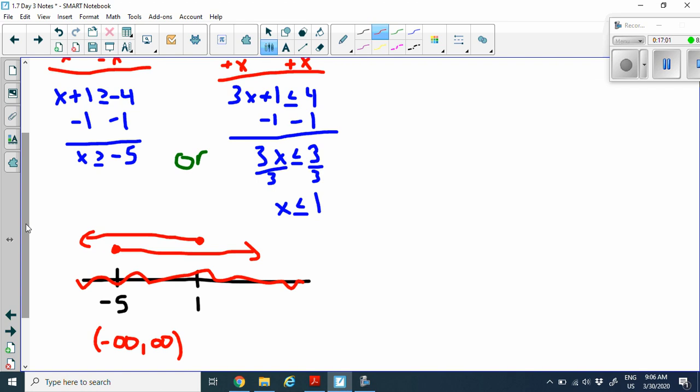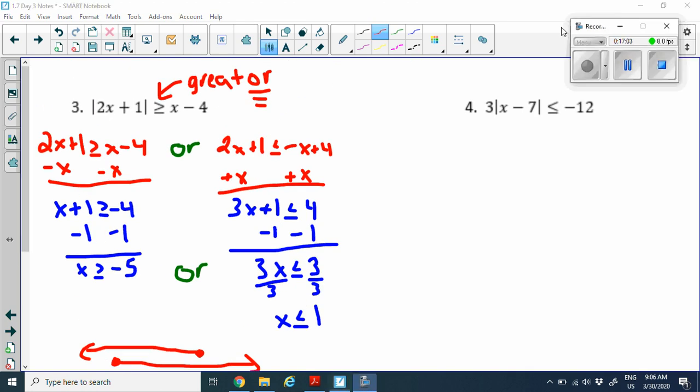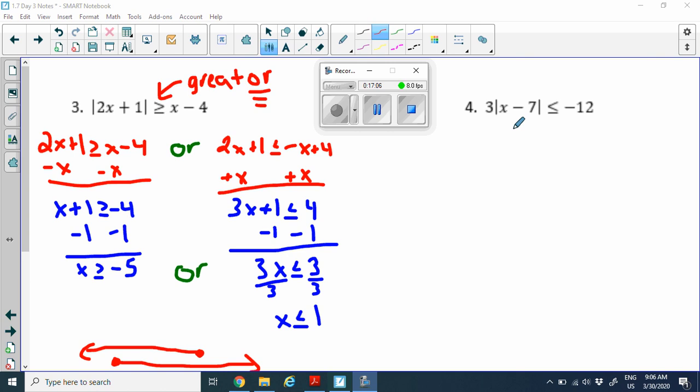Okay, let's go ahead and do the last problem here. On the last problem, we have 3 times the absolute value of x minus 7, which is less than or equal to -12. So notice this is a less than problem, okay? So because this is a less than, that means we will either shade in between, or we could have no solution, okay?